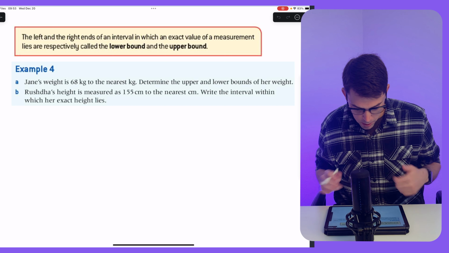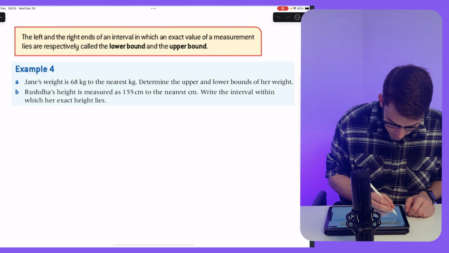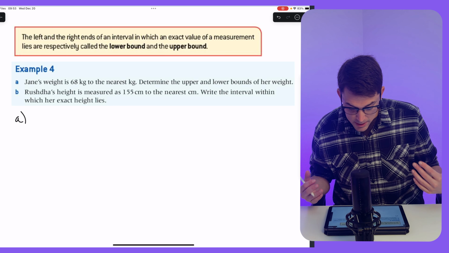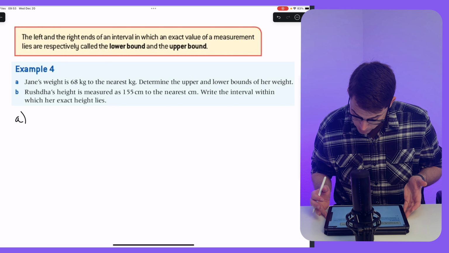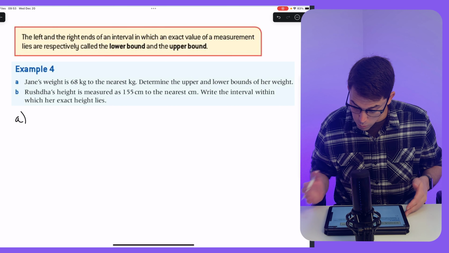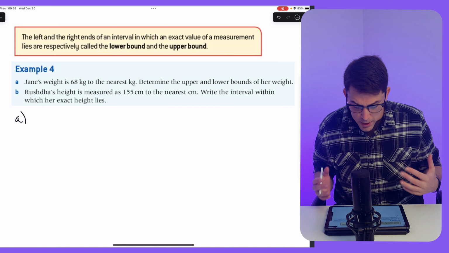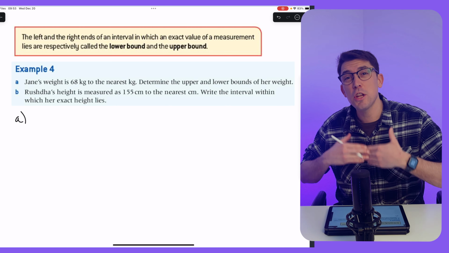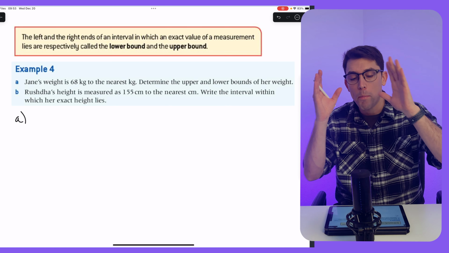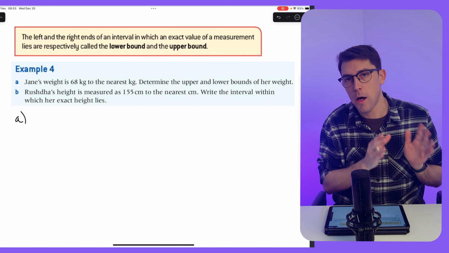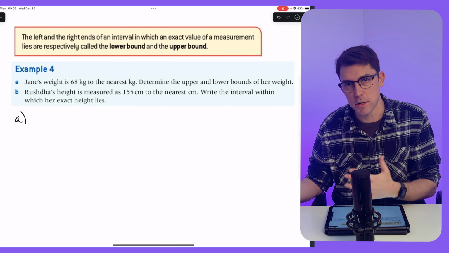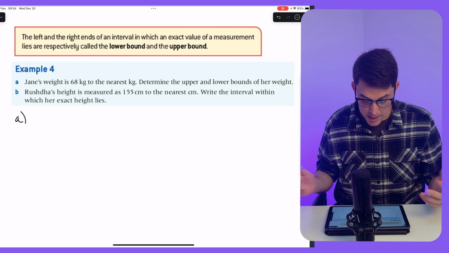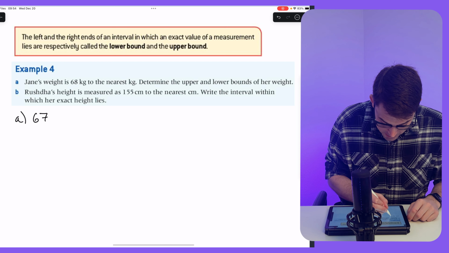So let's take a look right here where we have someone named Jane, and her weight is 68 kilograms, and that's to the nearest kilogram. So let's go ahead and determine what the upper and lower bounds of the weight are. So if we think about it, this is to the nearest kilogram, so we're rounding to the nearest whole kilogram. If we go below 68, what is the smallest value that, when we round to the nearest kilogram, is going to bump up to 68? That answer is 67.5.